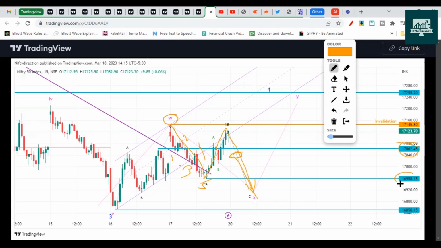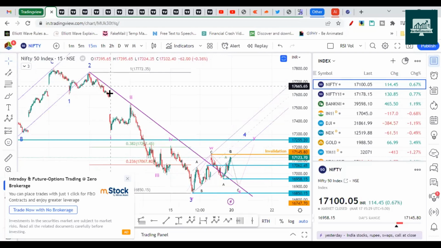It can make one more low below 16,958, and from here it can again trap sellers, go up one more round, and then crash. This is because we have to correct the four days of continuous selling, right? In the last couple of sessions we have had continuous selling, so we have to cool down that move first before we fall further. This is the idea behind the fourth wave correction.